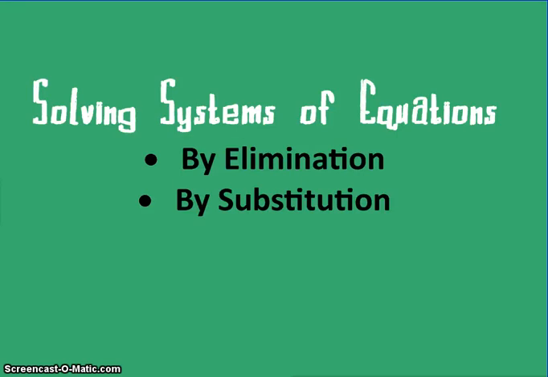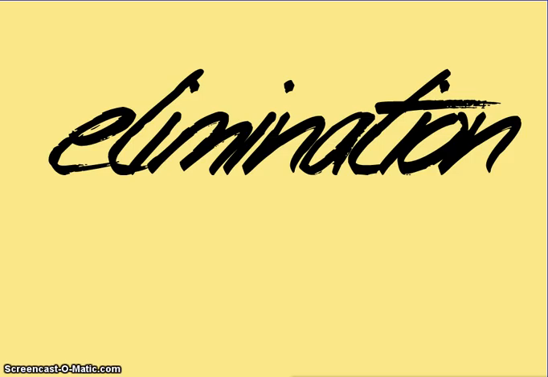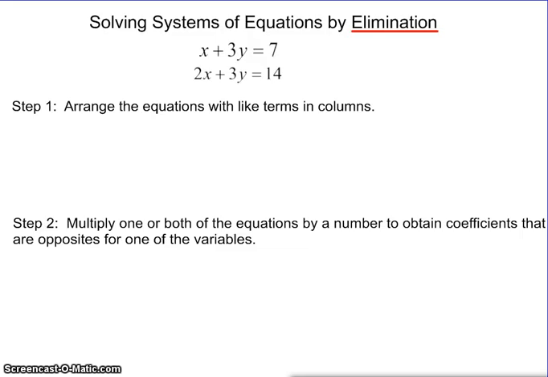Alright, today we are reviewing solving systems of equations. Just as a reminder, there are two types of solving systems. You can either do it by elimination or by substitution. We're going to talk about both of those today. The first of these that we will talk about is by elimination.